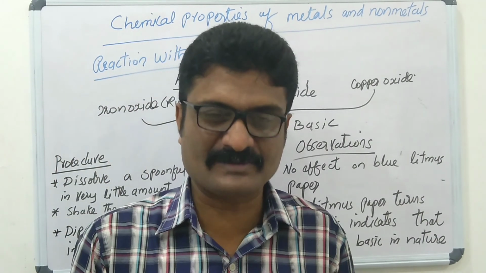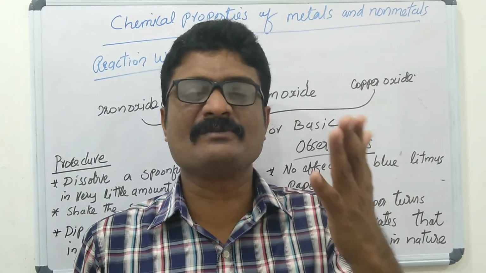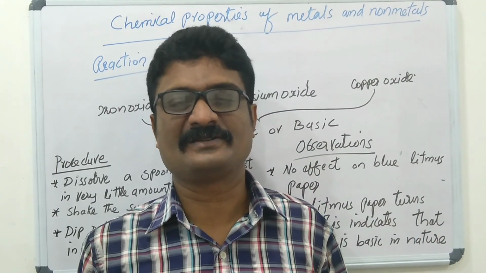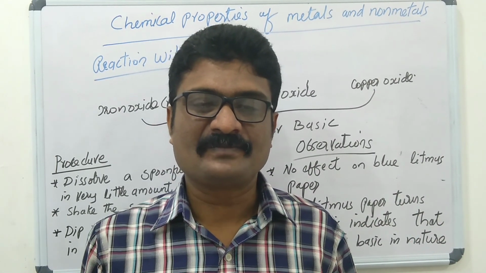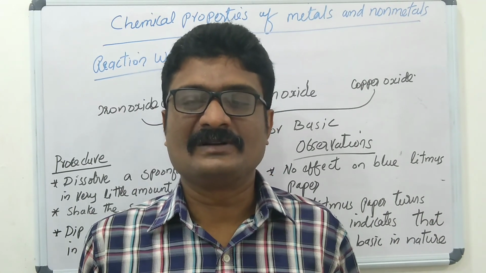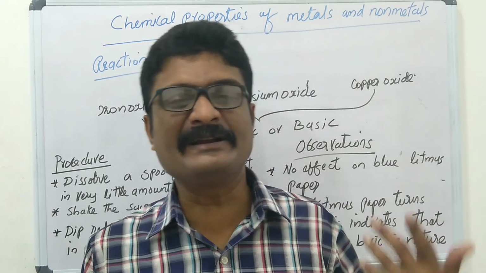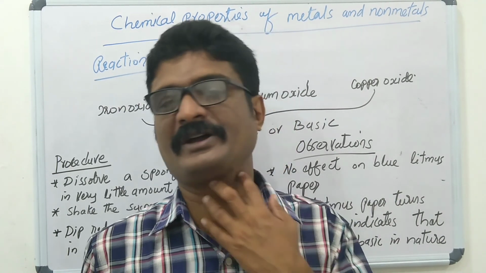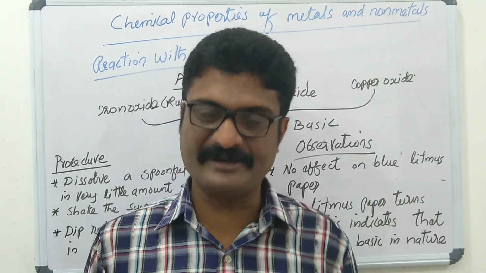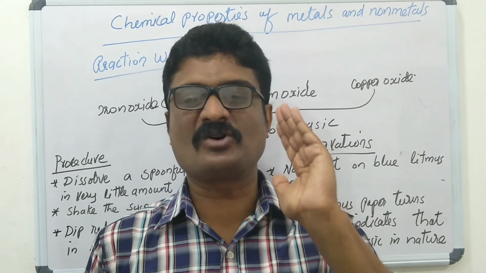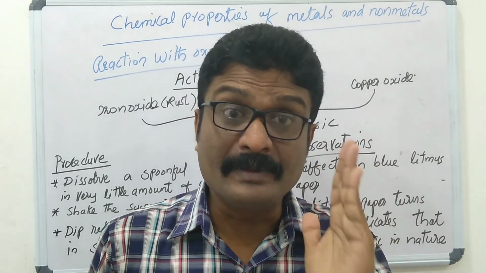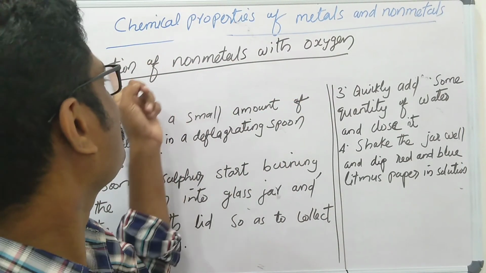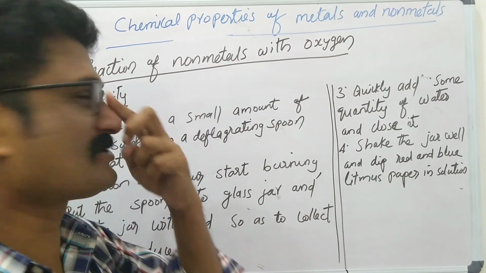Similarly, magnesium oxide, if dissolved in water, turns red litmus to blue, confirming the same result. Magnesium oxide is a metal oxide like iron oxide, and magnesium oxide is also basic in nature. Next, reaction of non-metals with oxygen.